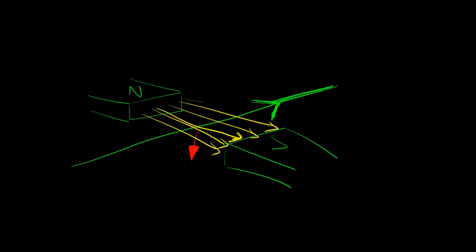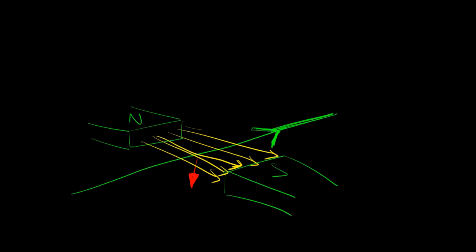A good way of understanding this is Fleming's left-hand rule. If you take your left hand, I'm trying to draw a hand, you have your thumb, you have your first finger, and you have your second finger, and you have your other fingers over here, which are not required. So your first finger points in the direction of the magnetic field.